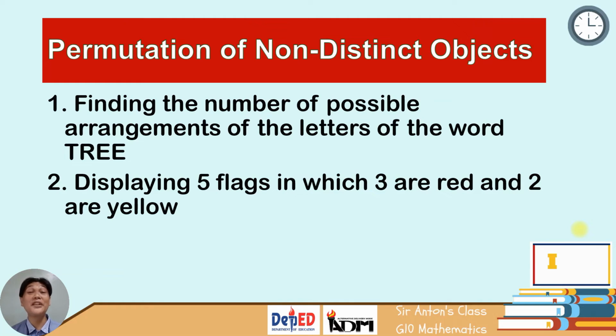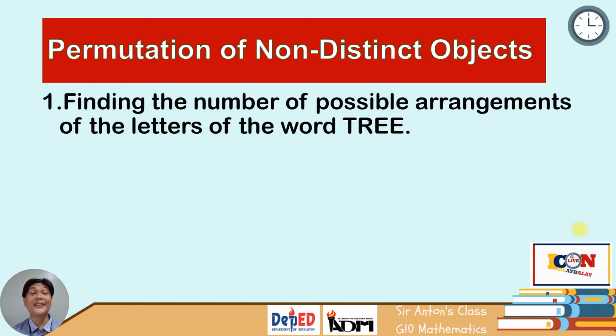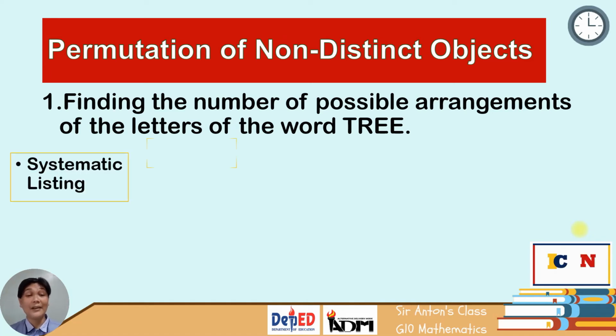At this point, let us have permutation of non-distinct objects, finding the number of possible arrangements of the letters of the word tree, T-R-E-E, and displaying 5 flags in which 3 are red and 2 are yellow. Let's answer number 1. So how many possible arrangements are there in arranging the letters of the word tree, T-R-E-E? Using the systematic listing, we have there T, R, then E, and let's just make it a small e for distinction.